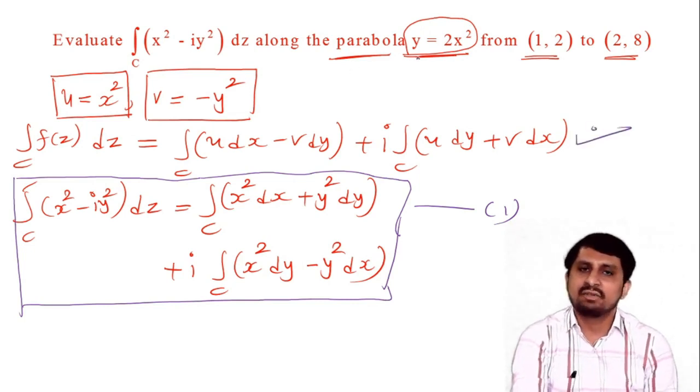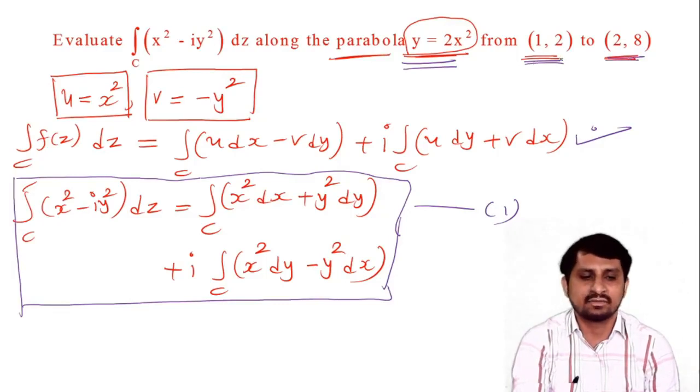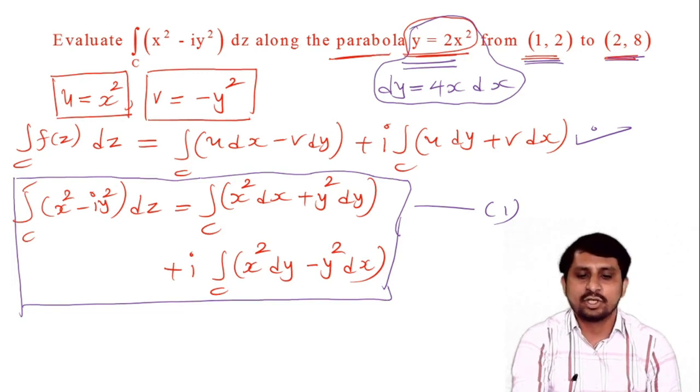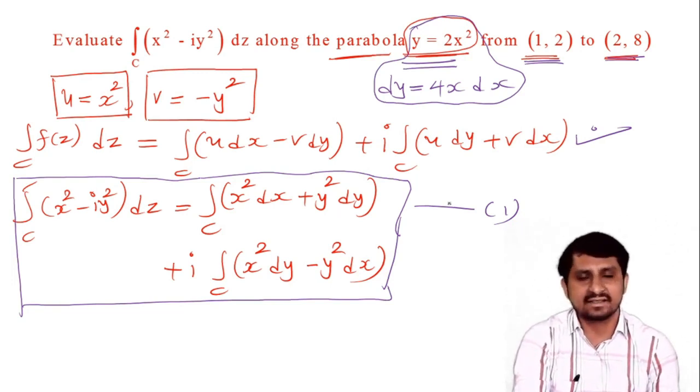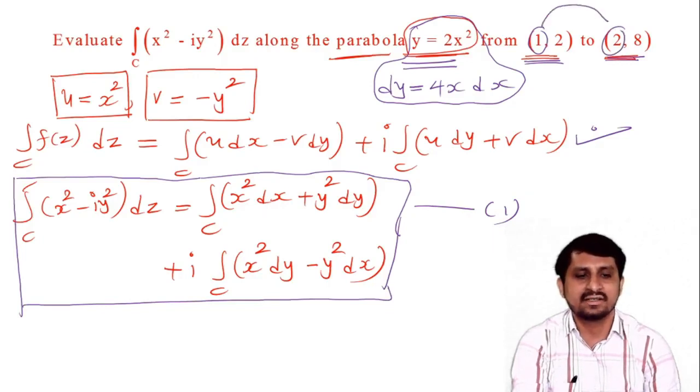Now the equation of the parabola is already given, that is y is equal to 2x square, and the points 1 to 2 to 8 are already given. So when we take y is equal to 2x square in this equation, what is dy? If y is equal to 2x square, dy is nothing but 4x dx. So instead of y we take 2x square, and instead of dy we take 4x dx. So the whole equation 1 is converted into x, so we have to take the limit of x, which is from 1 to 2, since the limit of x is the first coordinate.